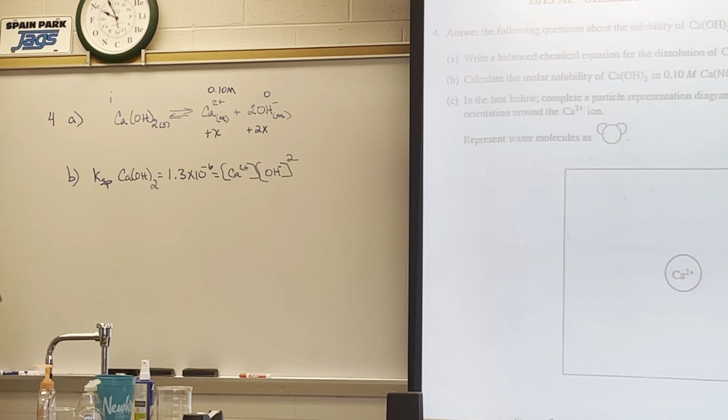What type of problem is B? Common ion. It's a common ion problem, right? Because you're putting it into a solution that contains 0.1 molar calcium nitrate. So you're going to have a setup that looks like this.